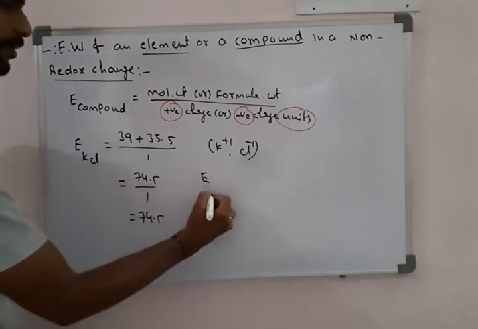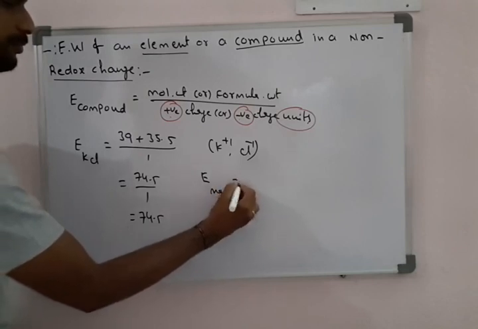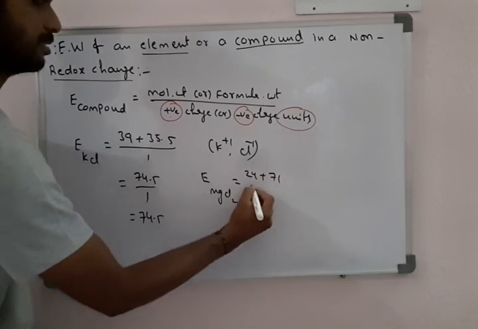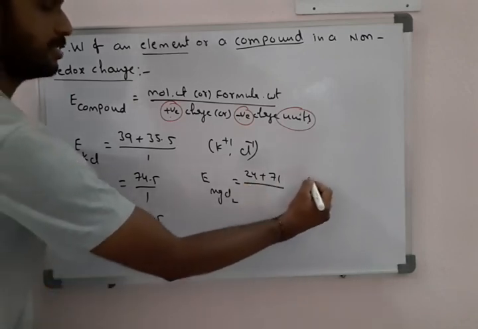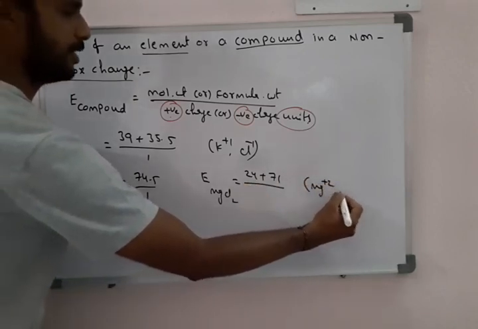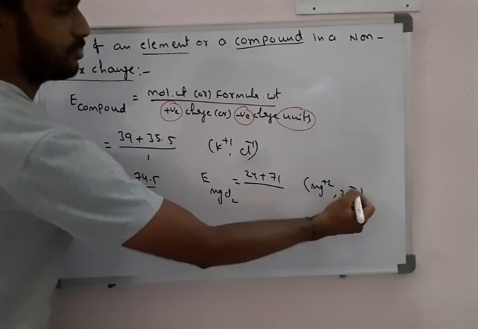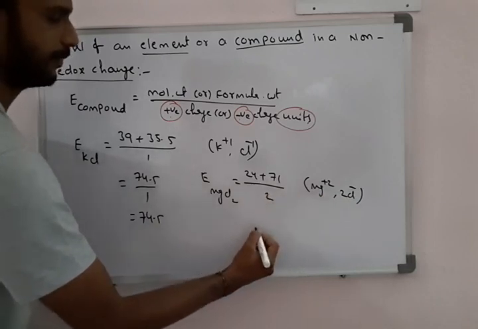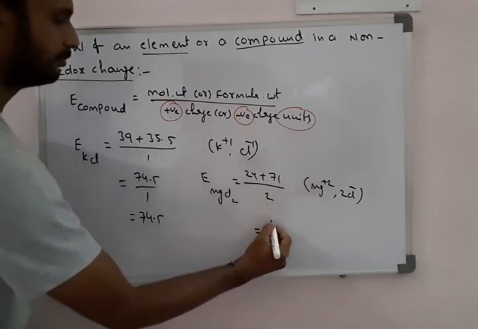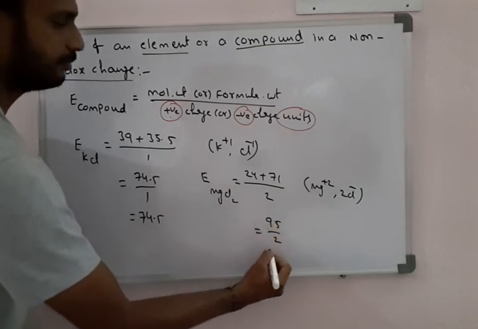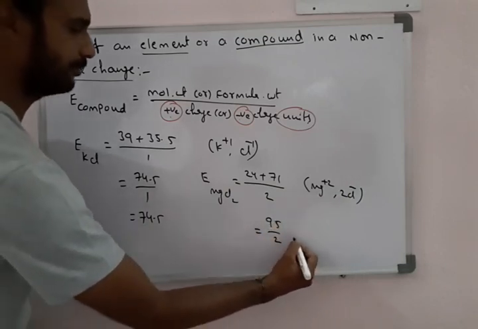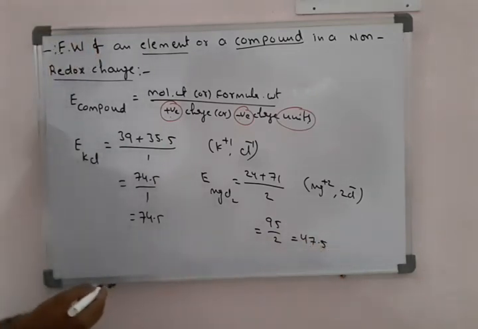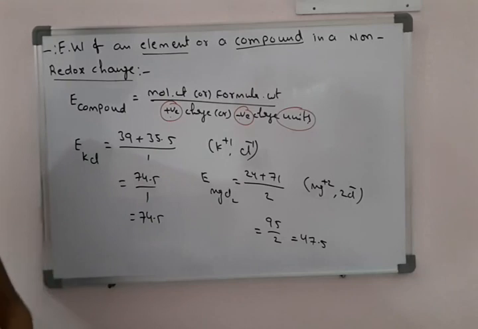For example, equivalent weight of MgCl2. What is Mg? 24. Cl2 means 71. What is the charge in it? Mg is plus 2 and there are 2 Cl minus. So 2 negative charges, 2 positive charge units, so it is divided by 2. So it is approximately 47.5.